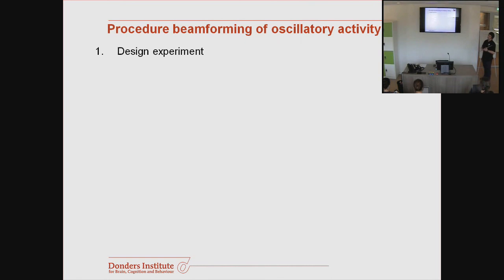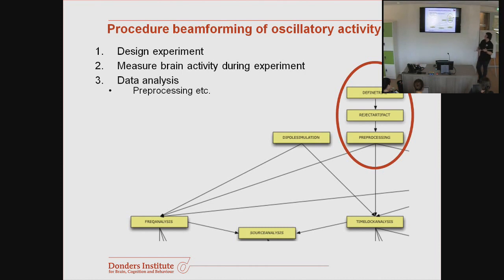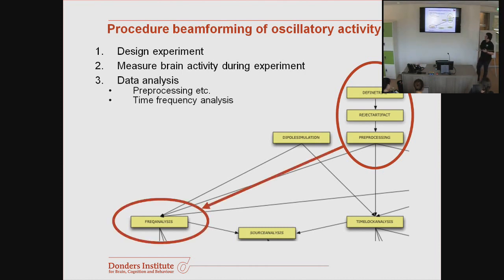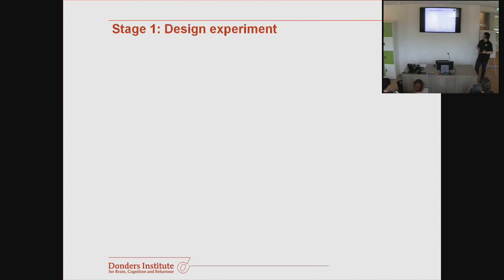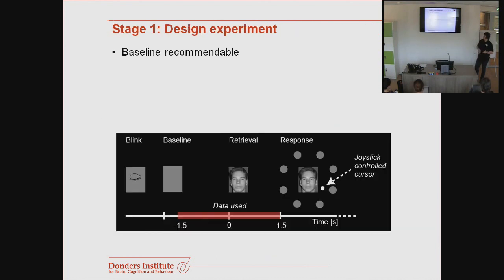How is that designed? Next we measure brain activity, then do some data analysis, pre-process the data, and do some time frequency analysis. In case you want to reconstruct oscillatory activity, you would do time frequency analysis, define your time frequency tile of interest, and then eventually you source reconstruct it. So stage one is the design of the experiment.